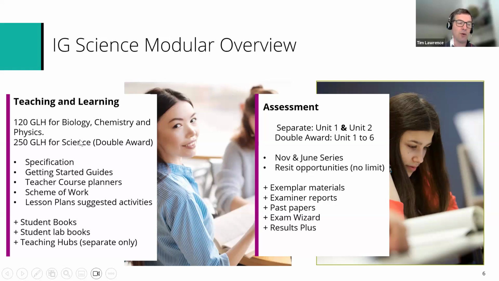In the left box here, we have a quick overview of materials that are available on our website, which we'll talk more about shortly. The specification, which is key to understanding the content to be assessed and the rules of the exam. Documents that are there to support you with planning the course, the Getting Started Guide, course planners, scheme of work and lesson plans. At the bottom on the left there, we have a short list of paid for resources. So the ones with the round bullet points are free to you, and your school can choose, if it wants to purchase student books and lab books and teaching hubs, which we'll talk more about shortly.